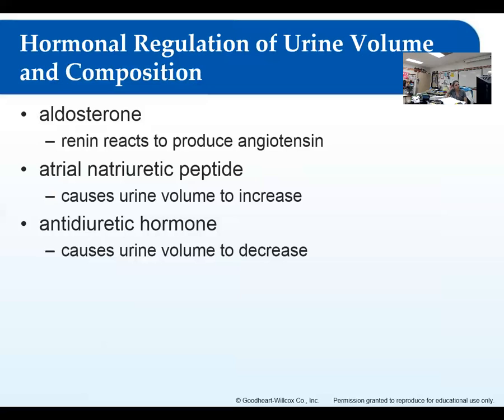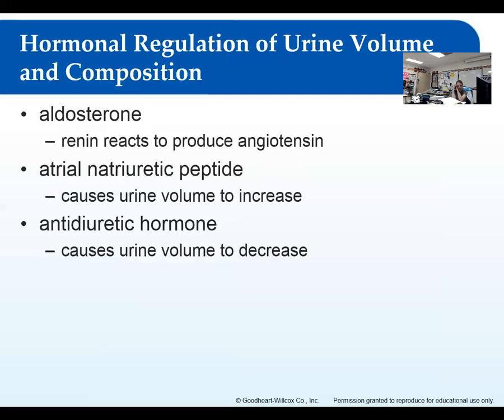Atrial natriuretic peptide, you'll notice it says atrial in it. That is talking about the heart, the atrium of the heart. So when the atrium of the heart stretches, like if you have a high blood volume, high cardiac output, heart's beating really fast, the atria stretch because blood's being pumped in so quickly or so much with so much force. Those stretch receptors cause a release of this atrial natriuretic peptide.